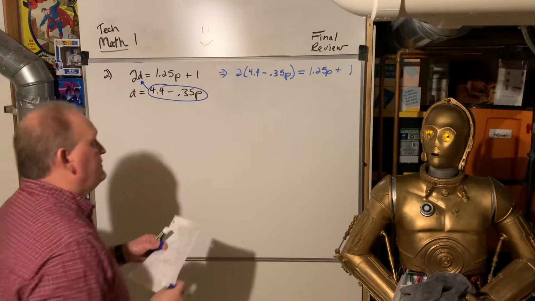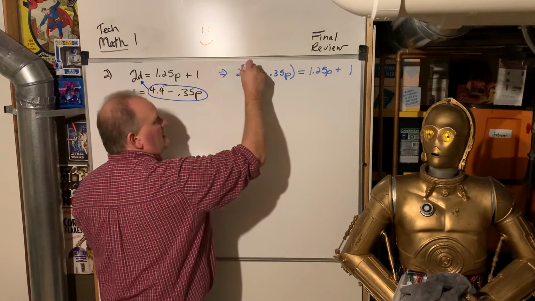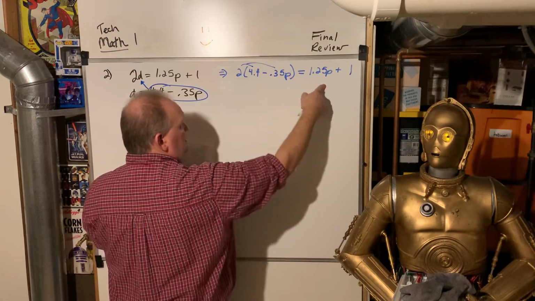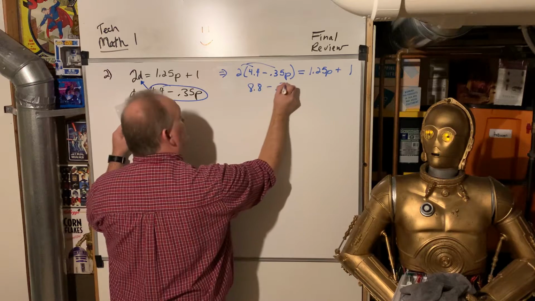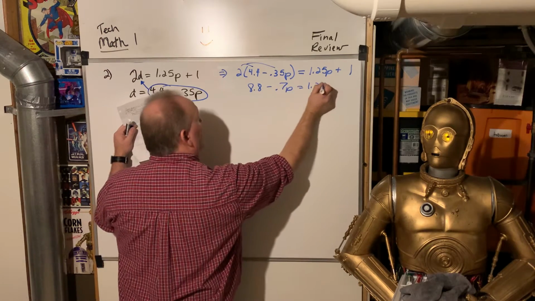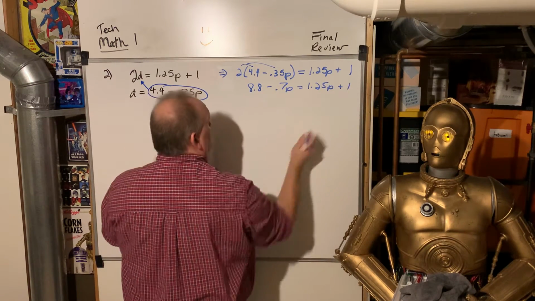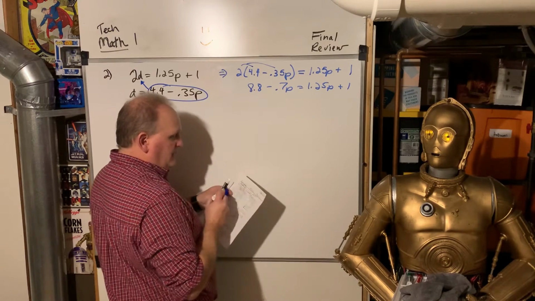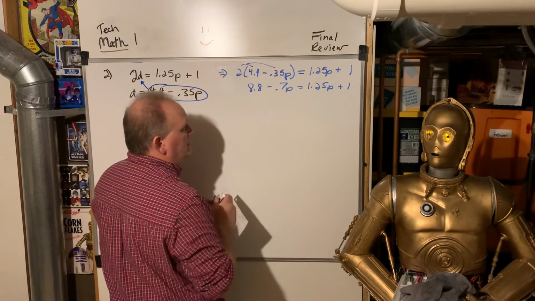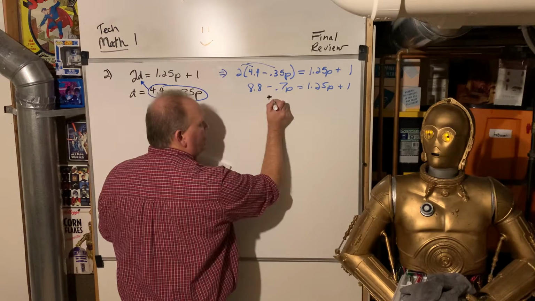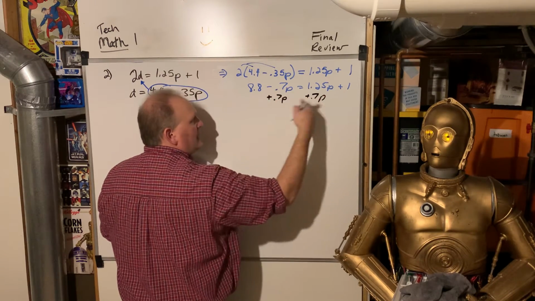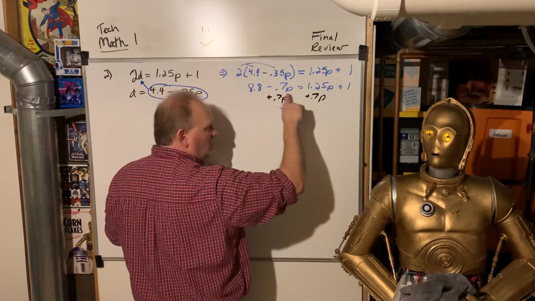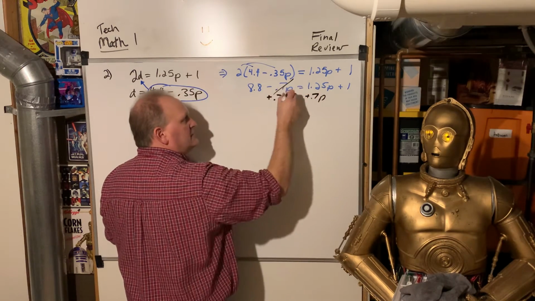So we solve. Do the distributive property. We got it down to one variable. It's just p's. So 8.8 minus 0.7p equals 1.25p plus 1. And now let's play moving stuff around. We'll add 0.7p to both sides, or move that across the equal sign. I had a student say, no, I don't add it, I kind of move it across the equal sign. That's fine. It's the same thing.